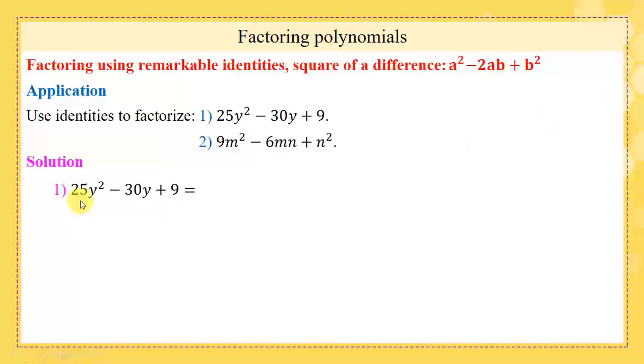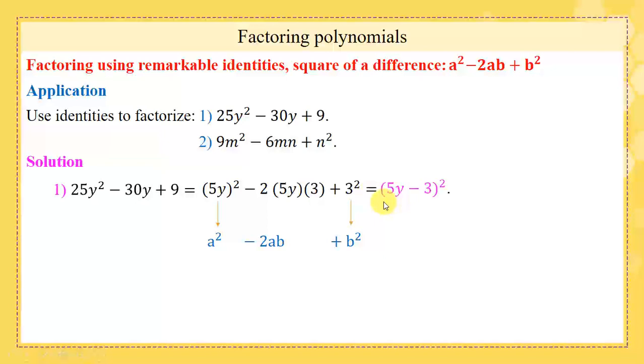Solution: 25y squared minus 30y plus 9. First of all, we look for the squares. Here we have 25y squared and 9. So a squared is 5y squared, a equals 5y. B squared is 3 squared, so b equals 3. And 2ab is 2 times 5y times 3, which is equal to 30y. Now we apply the remarkable identity to get 5y minus 3 squared, which is a minus b squared.